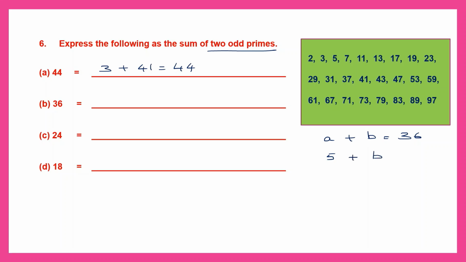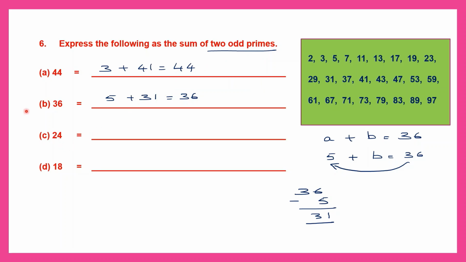5 plus what will give us 36? Again, we have to subtract these two, then only we'll know. 36 minus 5. 6 minus 5 is 1 and 3, we have 31. Is 31 a prime number? Let's look and see. Yes, 31 is a prime number. So we can say 5 plus 31 is equal to 36. Let's write that here. So here both 5 and 31 are two odd prime numbers.